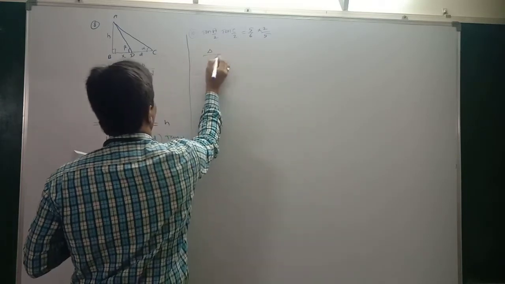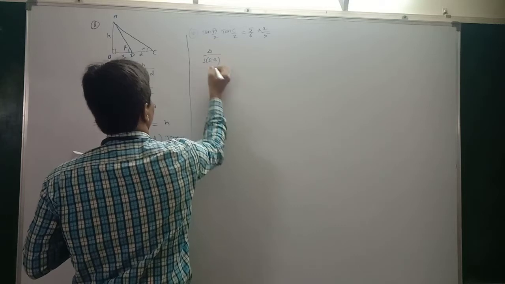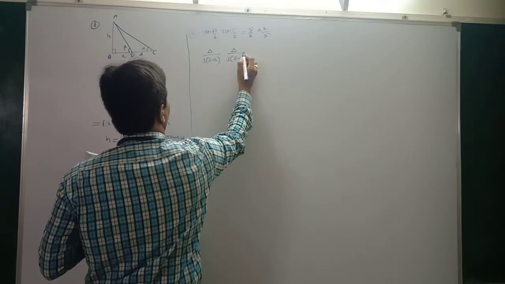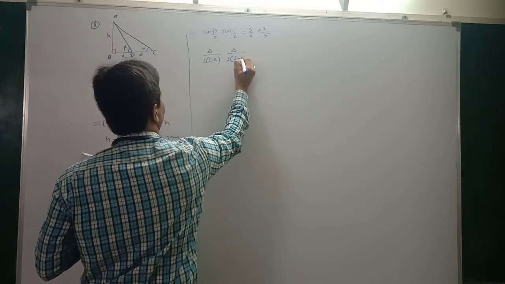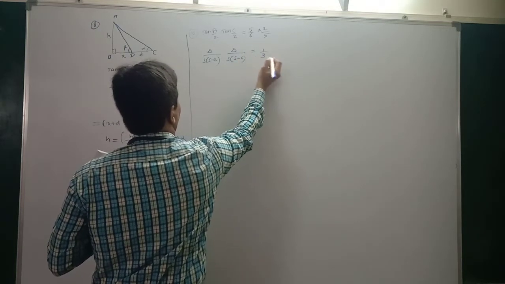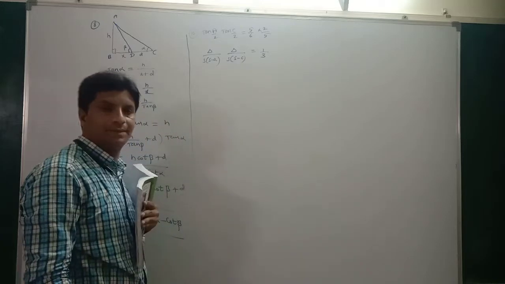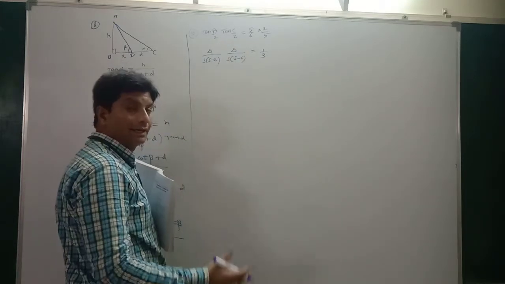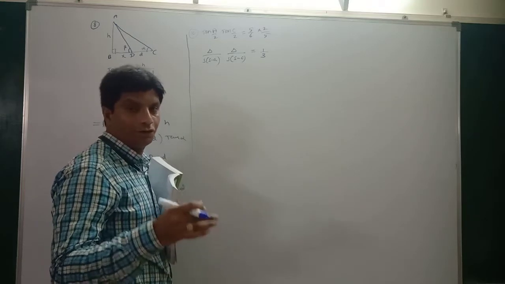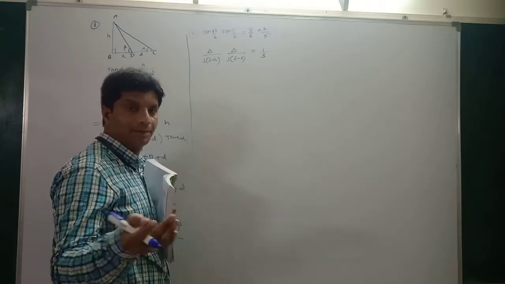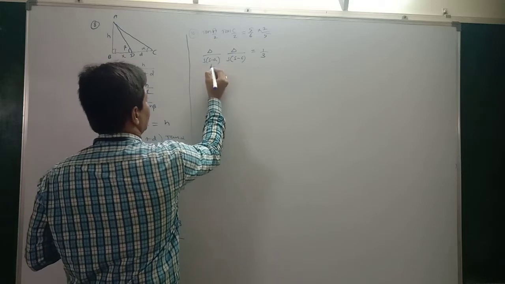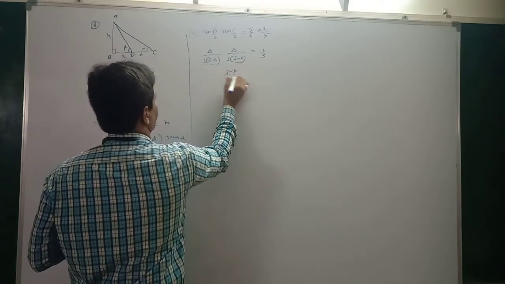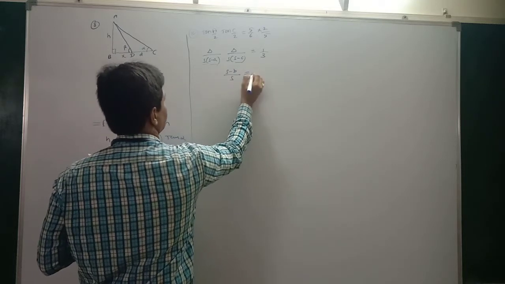Tan A by 2 formula is delta by s into s minus a. Tan C by 2 is delta by s into s minus c, equal to 1 by 3 because 5 cancels, 2 by 6 makes 1 by 3. Delta into delta, delta square, value s into s minus a into s minus b into s minus c. So s minus a cancels, s minus c cancels, right? So what is remaining in the numerator? s minus b only. In the denominator, s is left.